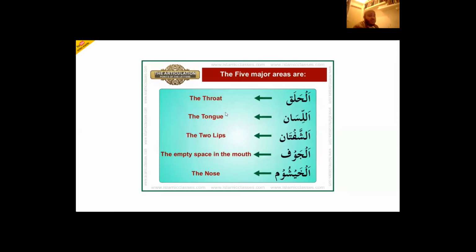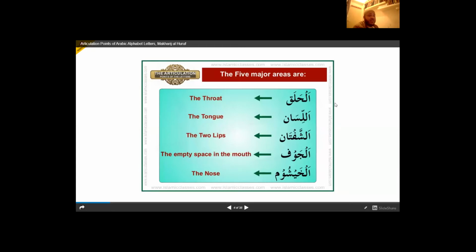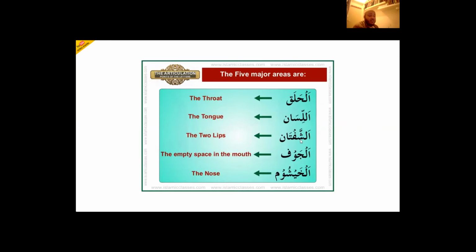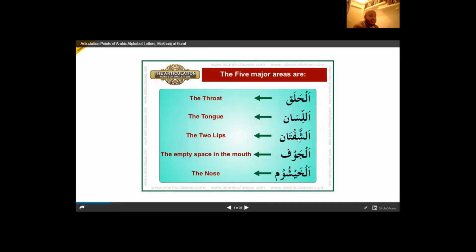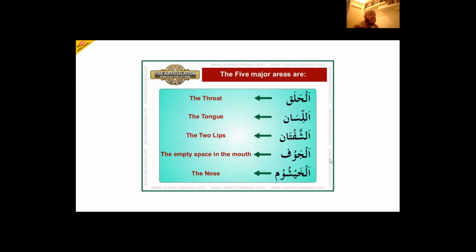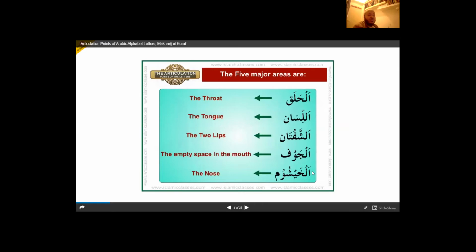Now, these 5 major areas have names in Arabic as well. The throat is called al-halaqa. The tongue is called al-lisan. The 2 lips are called ash-shafatain, or ash-shafatani, it's the same meaning. The empty space in the mouth is called al-jawf. And finally, the nose is called al-khayshum.